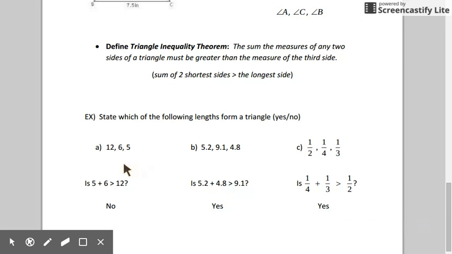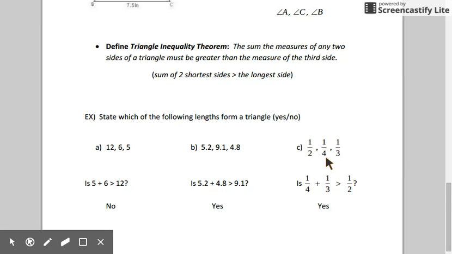So decimals and integers are easy enough, but what happens if we have fractional side lengths? Well, in order to compare fractions, we need common denominators. So if I change each of these to a common denominator, I would choose 12, and then I could compare them by using the common denominator. So 1/2 is the same as 6/12, 1/4 is the same as 3/12, and 1/3 is the same as 4/12. So the two smaller values here are 1/4 and 1/3, or 3/12 and 4/12.